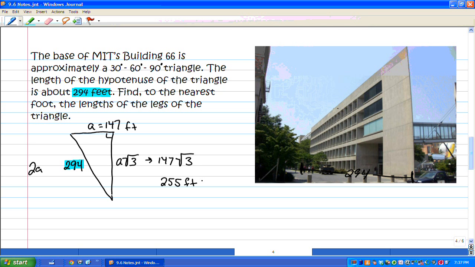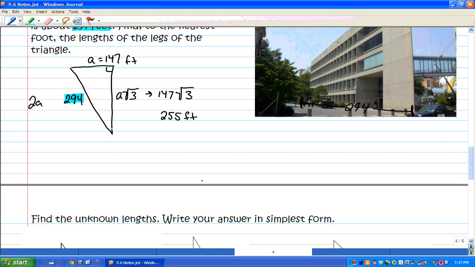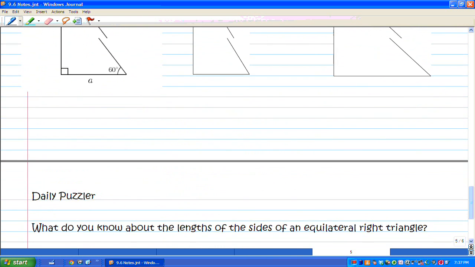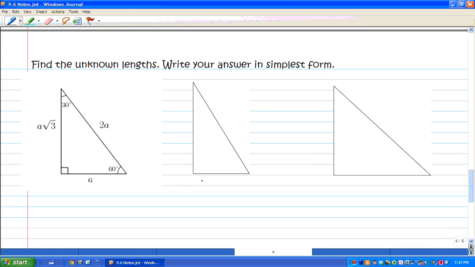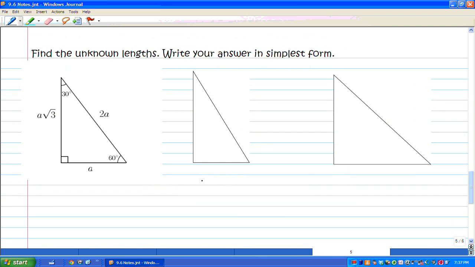Again, if you're not quite getting how this is useful to have just the one variable, let's take a look at the next couple problems. Here, whoa, don't look at the puzzler. You didn't see that. Okay. Find the unknown lengths. Write your answer in simplest form. So I have a 30, 60, 90, another 30, 60, 90, and then a 45, 45, 90.